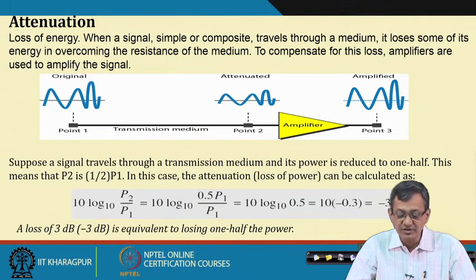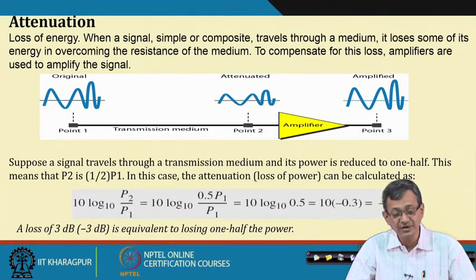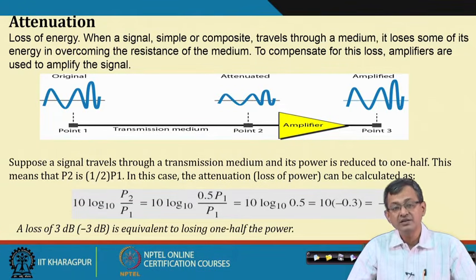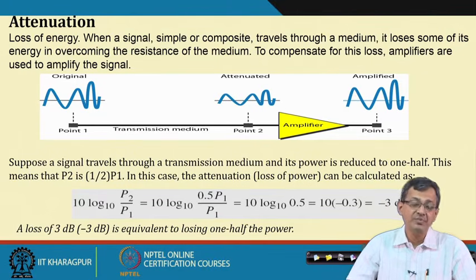Suppose a signal travels through a transmission medium and its power is reduced to half. So, it was P1 and now P2 is half of P1. In this case, the attenuation, or loss of power, can be calculated like this. A loss of 3 dB, or minus 3 dB, is equivalent to losing half of the power. That is why this 3 dB loss comes into play, that is, 50% of the power is lost.